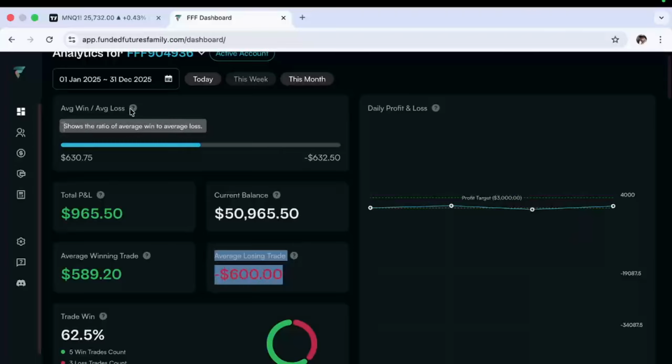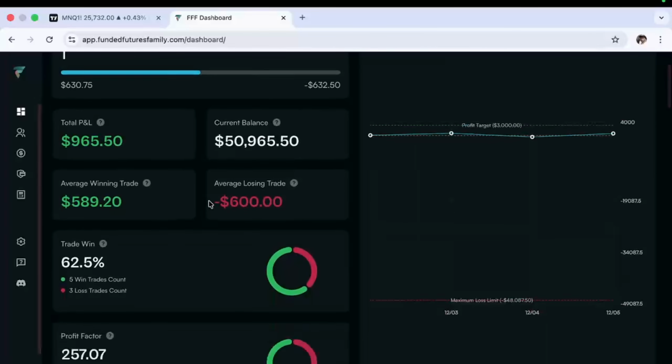This is average win versus average loss. That basically means if I am losing $632, I am also making a profit of $630. So this is basically a 1:1. And if you are scalping, then most probably you need a high probability setup, a high probability strategy that can make a 1:1 most of the time.